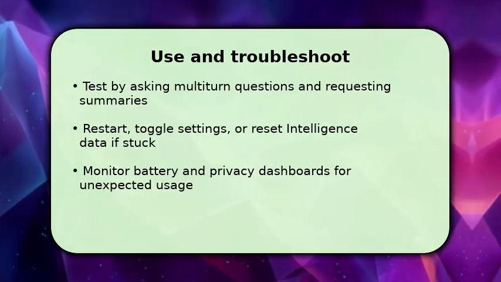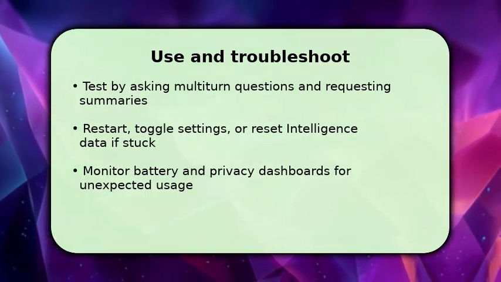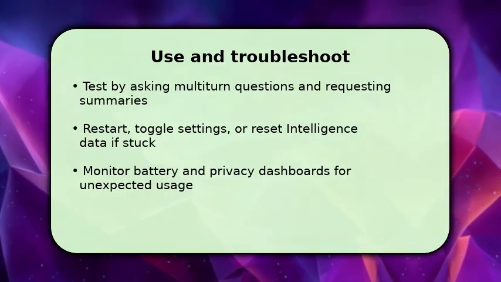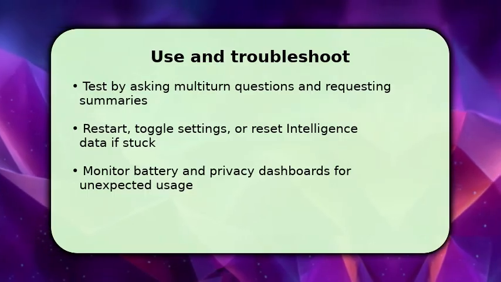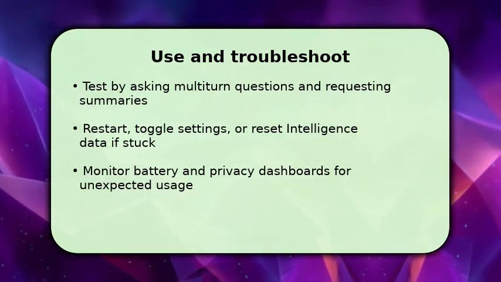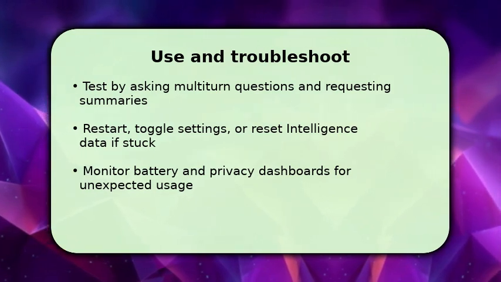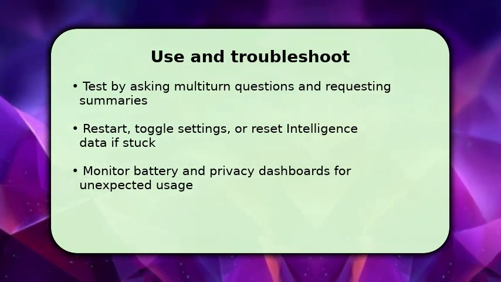If issues persist, toggle intelligence features off and on or reset intelligence data in settings to retrain context models. Make sure to check battery and privacy dashboards. Excessive background use means revisiting permissions or disabling specific integrations. One quick troubleshooting tip.